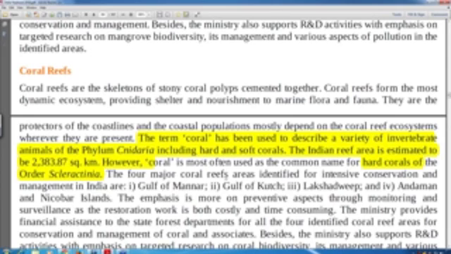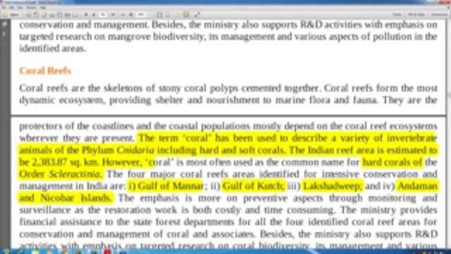The four major coral reef areas identified for intensive conservation and management in India are, UPSC had just given this question in 2013 or 14, and the question was simple. Coral reefs are present in which of the following places? The first one was Gulf of Mannar, Gulf of Kutch, Lakshadweep, Andaman and Nicobar. So the answer is all the above. So people get confused because they won't be knowing all these four places. This question was directly picked from India Yearbook.